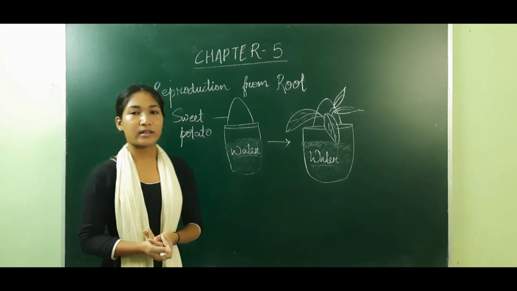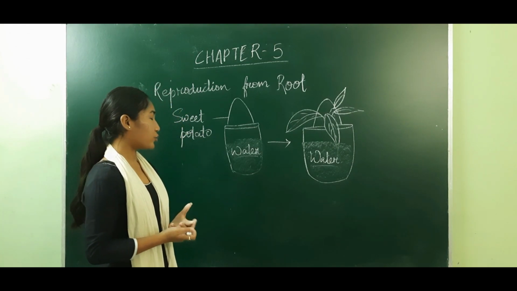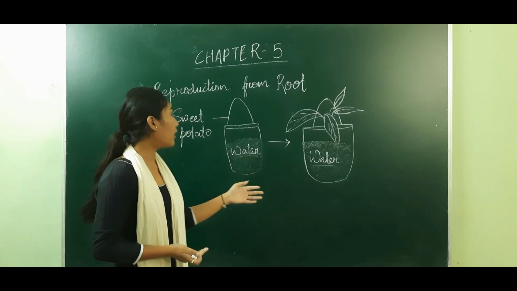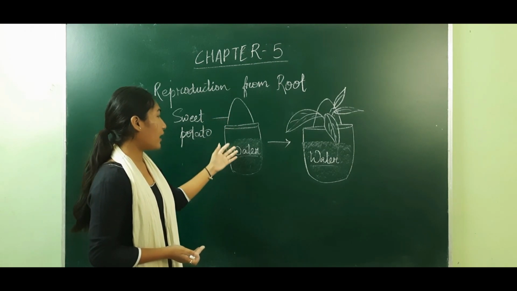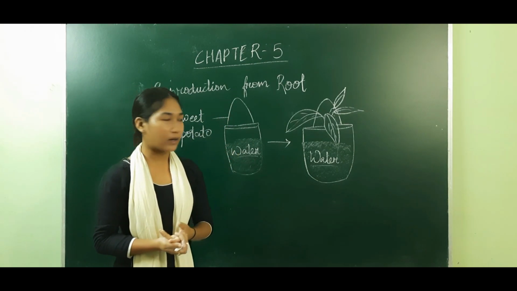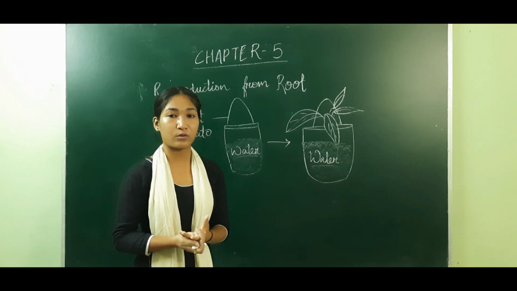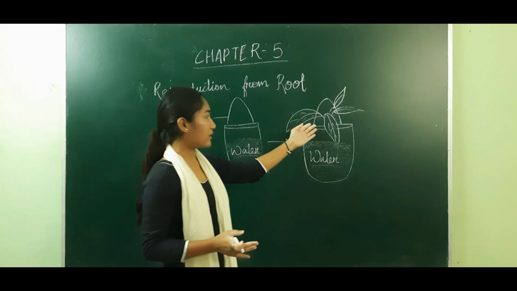In this case, we are taking an example of sweet potato, and we are growing the sweet potato inside a jar with the help of water. Okay, so we keep the sweet potato above the jar with the help of water, and after some days you can notice that the sweet potato has grown into a mature plant. So this is how it looks.